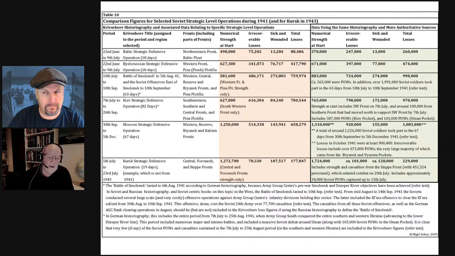Kiev, just to mention, for example: the Kiev Russian historiography includes the Uman pocket. The Uman pocket was a big battle in the Ukraine where around 100,000 Soviet soldiers were killed. It was a very bloody battle, and another 100,000 were taken POWs. Pretty much destroyed three armies in that battle, and that's included in the Battle of Kiev. The Kiev Strategic Defensive Operation figures go for 82 days, and it includes that whole Uman pocket battle.